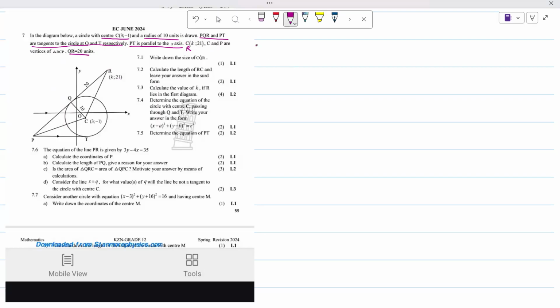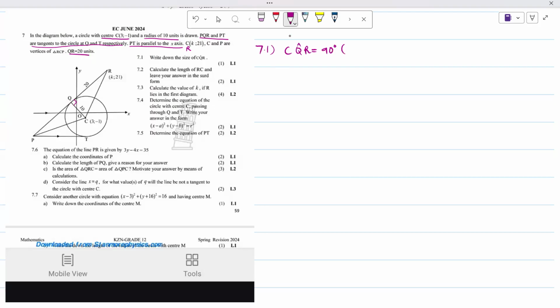7.1. We are instructed to write down the size of angle CQR. So PQR is a tangent and QC is a radius. So we know that the radius is perpendicular to a tangent at the point of contact. So it means this angle here must be 90 degrees. So I'll go straight and say angle CQR is equal to 90 degrees. I can supply a reason.